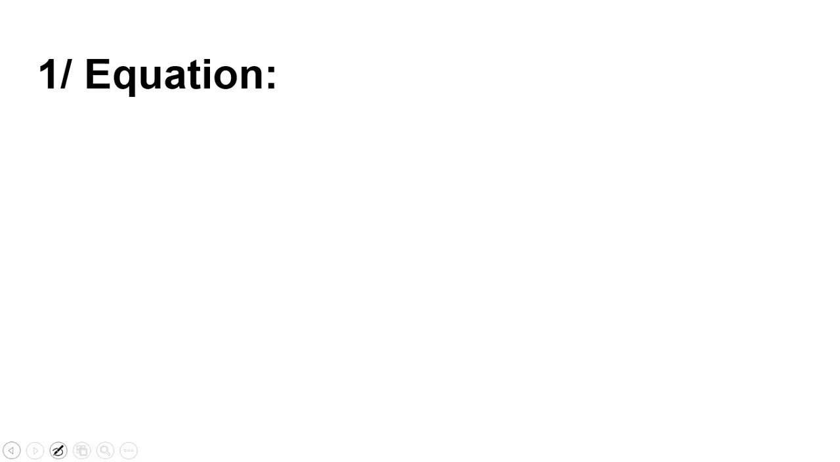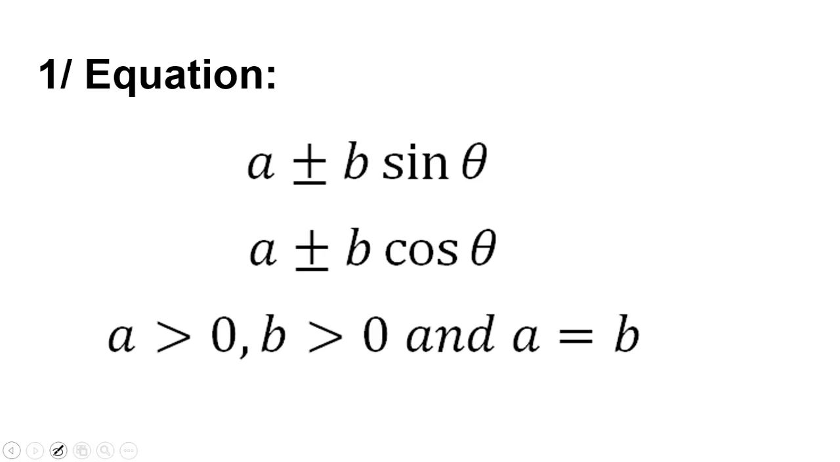What is the equation of cardioid? The equation of cardioid is a plus minus b sine theta, or a plus minus b cosine theta, where a is greater than 0, b is greater than 0, and a equals b. Remember two of this. So let's do some examples.